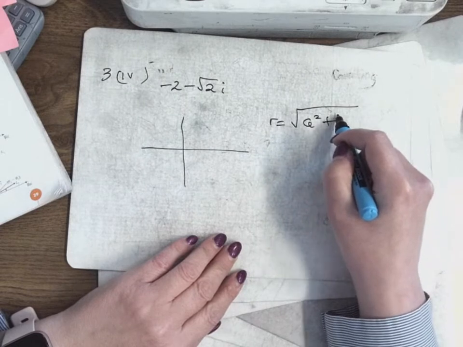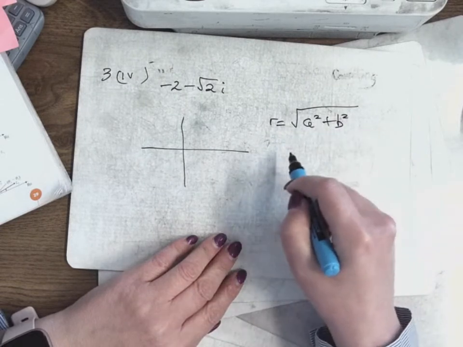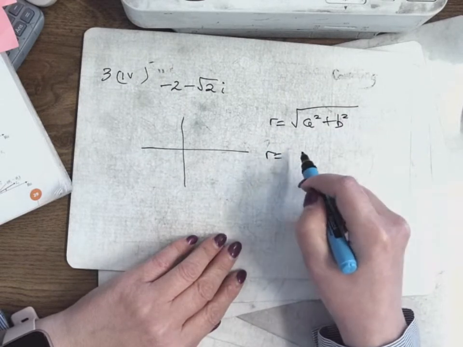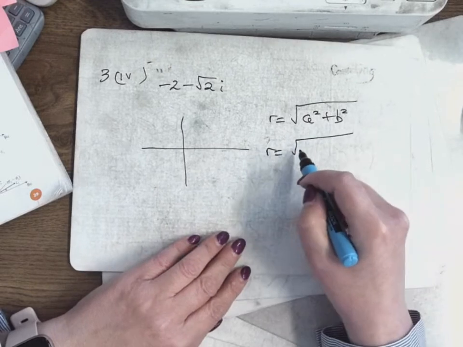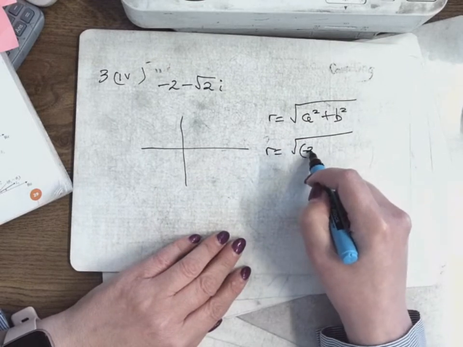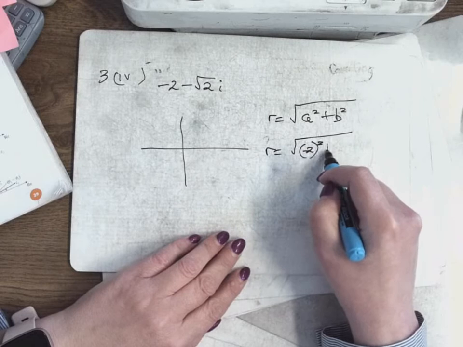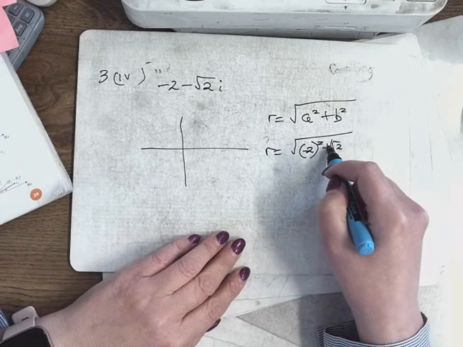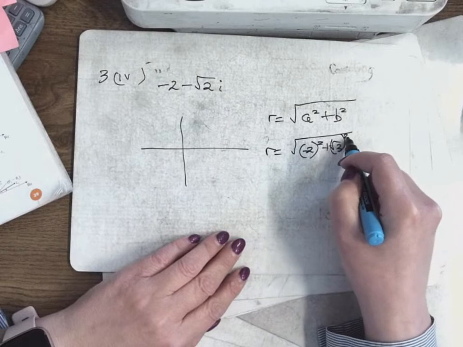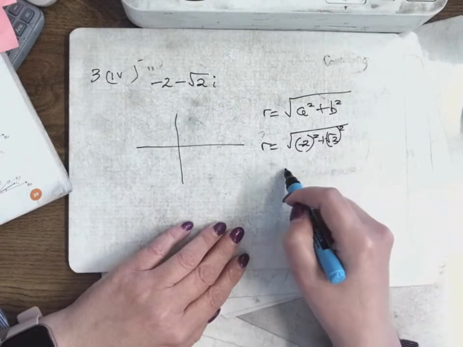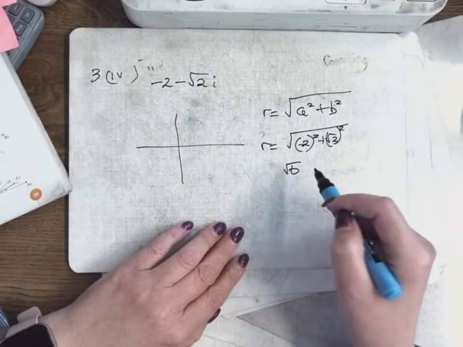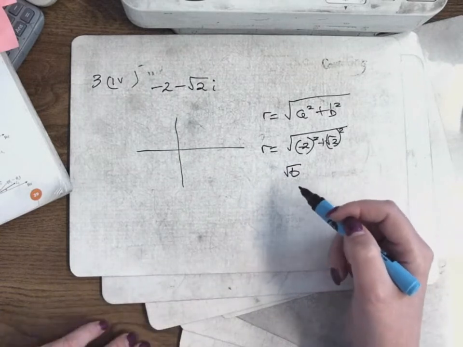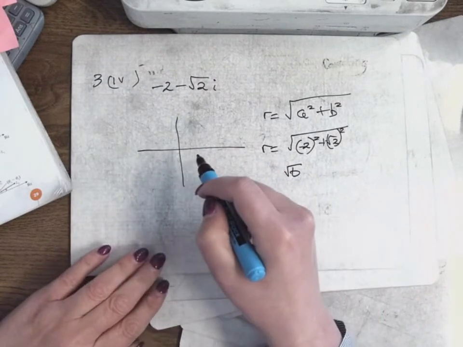So remember, the modulus is the square root of a squared plus b squared, where a is the real bit, which is minus 2 to b squared, b is the number in front of the I, minus root 2 to b squared. Okay, so that would be 4 plus 2, which would be square root of 6. Is that right? Square root of 6. Right, okay, then you draw.